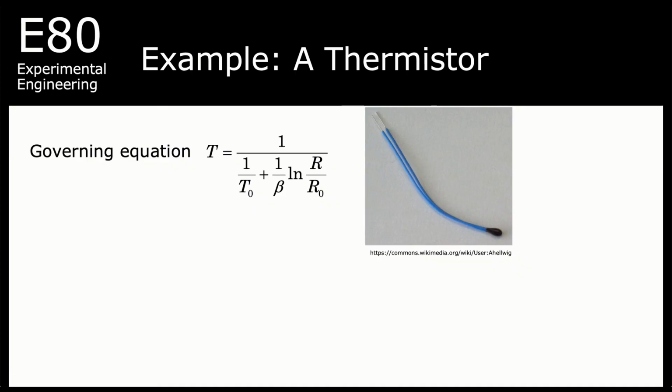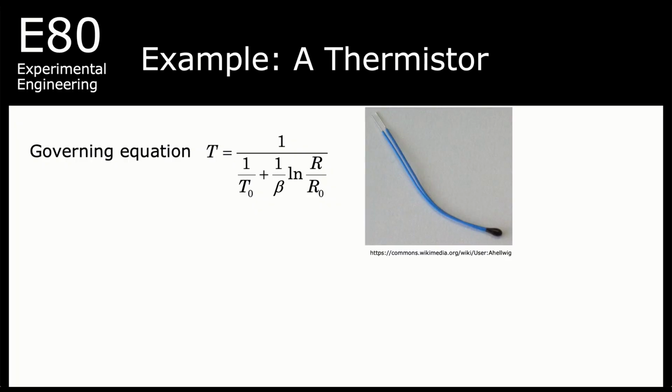The reference temperature is almost always 25 degrees C or 298.15 Kelvin. A batch of thermistors will be manufactured with the intent of having specific beta and also a specific resistance, frequently 10 kiloohms, in our case 1 megaohm, at the reference temperature, but manufacturing variability gives rise to uncertainty in beta and R naught.